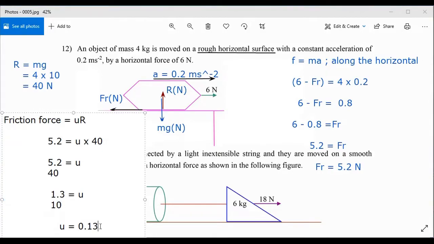What's the unit of mu here? Somebody unmute the mic and tell me what is the unit of mu? No units. Very good. No units.